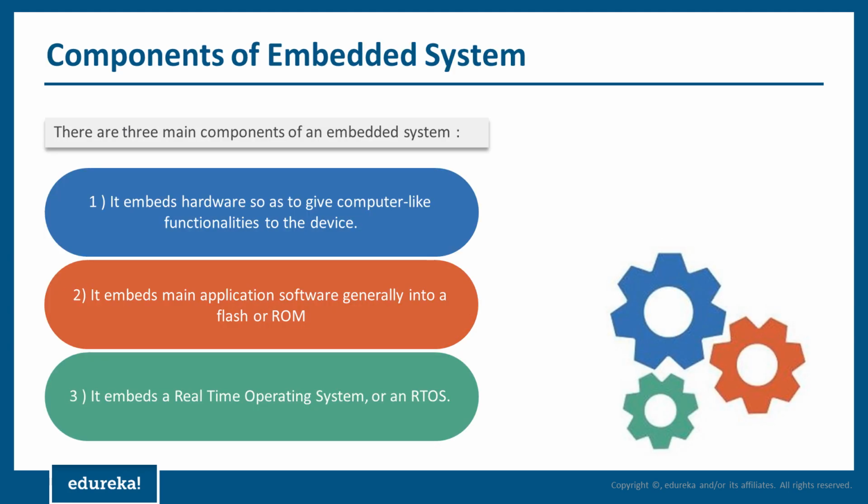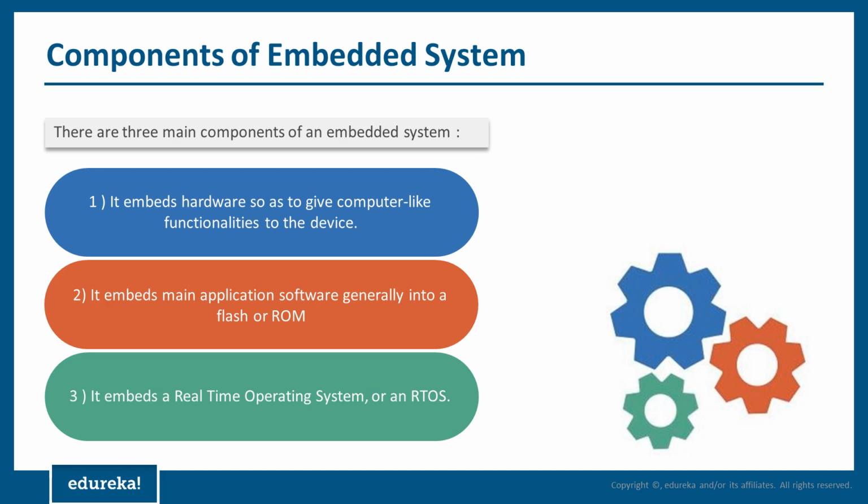So what are the components of an embedded system? It's got three main components. Basically it's got hardware. Again, a good example is Arduino here. Arduino, or Raspberry Pi, or many such devices available today, which connect to the actual sensors. So one is the hardware. Second is the application software.